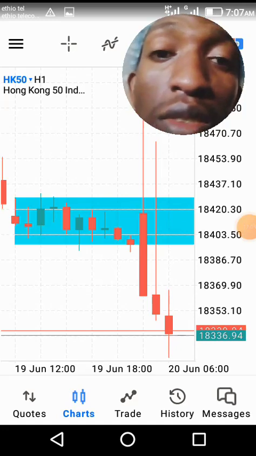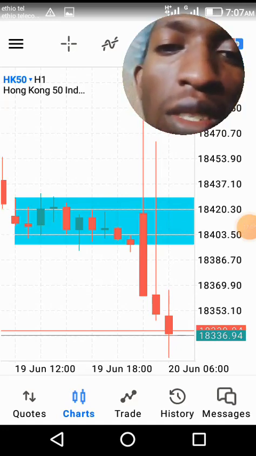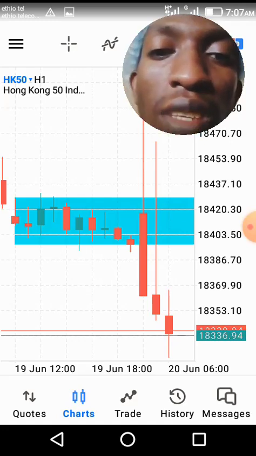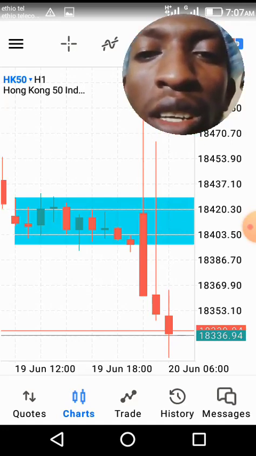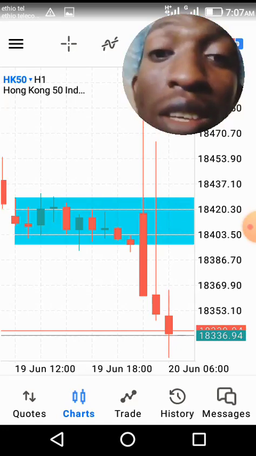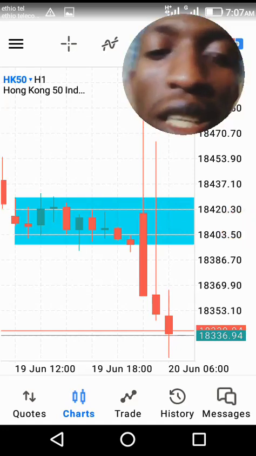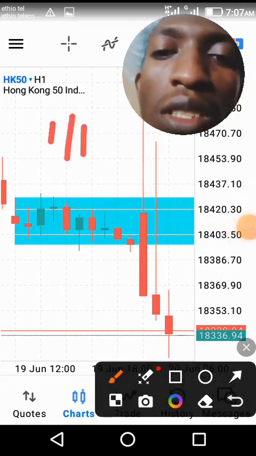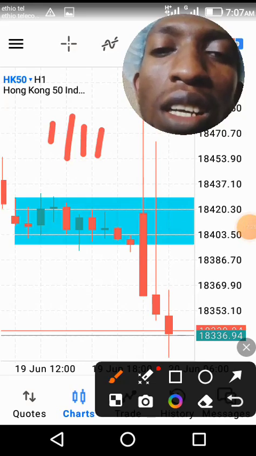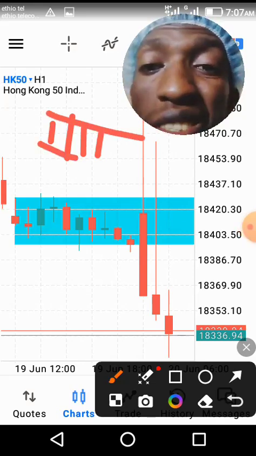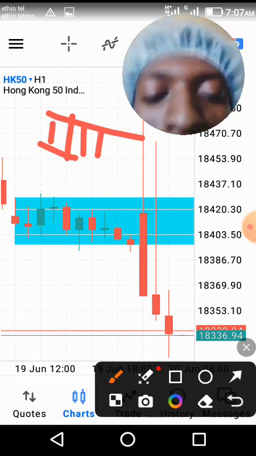Anyways, so what exactly is this? This is Hong Kong 50. It is an index like US 30. It measures the Hong Kong stock or the economy, I don't know, man. Indices measure the big companies collectively, their general well-being, how they are doing. Okay, so that's it.